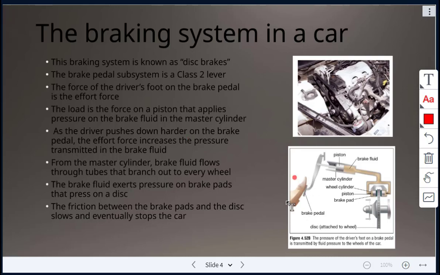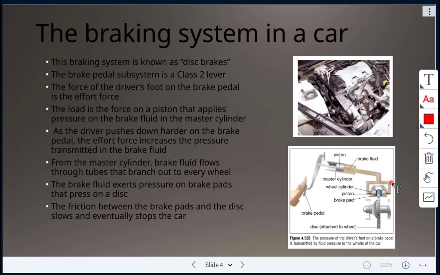So here's the brake pedal, here's a foot pushing down on it, and here's that brake fluid and that piston. As the driver pushes down harder on the brake, the effort force will increase, and the effort force increases the pressure that's transmitted in the brake fluid. Then from the master cylinder, which was here, the brake fluid flows through these tubes, which will branch out to every wheel. So here is one such wheel.